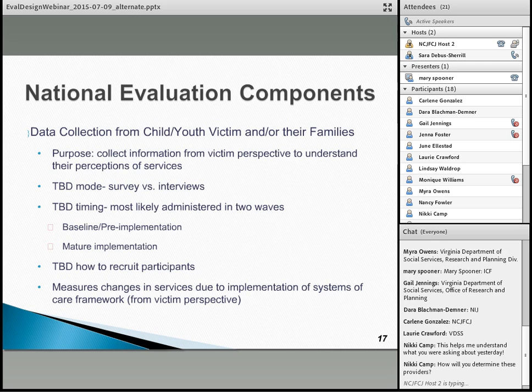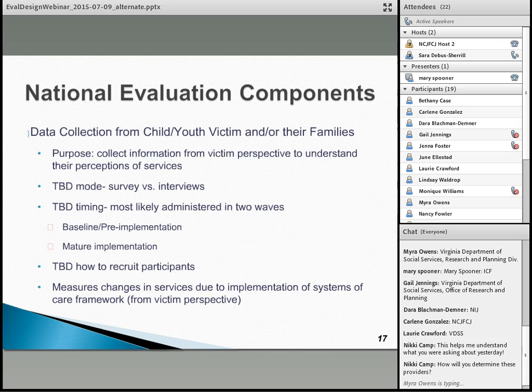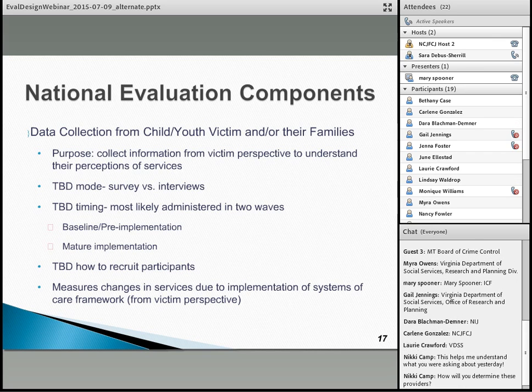And I'm seeing a question here. So Nikki's asking, how will you determine the providers? And that is something that we will be working closely with the sites to understand, who the system of care should be affecting, who should be involved in that. So for instance, if one site is really including educators, then that site might have educators, and if the other site doesn't, then we might not be looking at educators. So it would be really dependent on how we see that evolving with the sites.